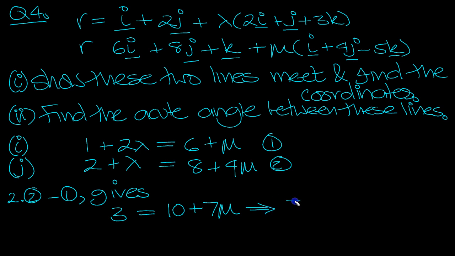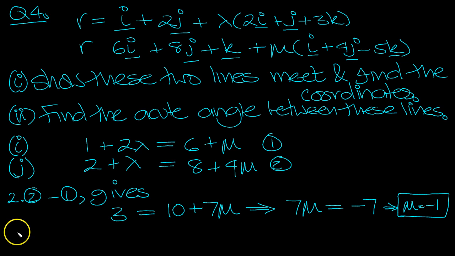So that tells us that 7 mu equals 3 minus 10, which is minus 7. And that tells us that mu equals minus 1, doesn't it? So there's the value of mu. So now we can get lambda.